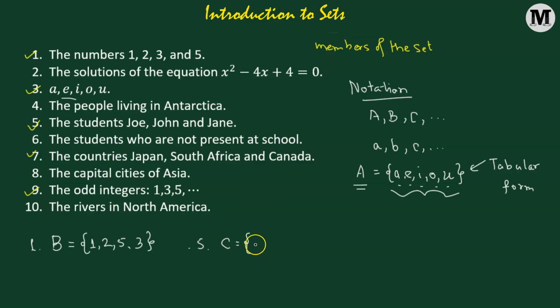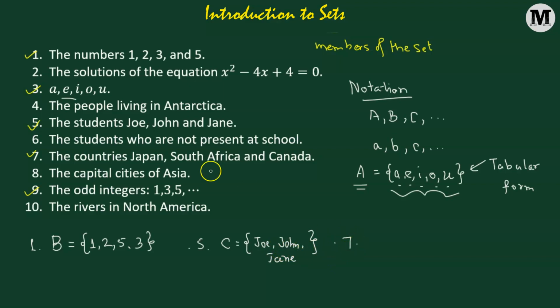So we have, this will be equals to the braces, and within the braces we're going to list the names Joe, John and Jane. The members or the elements of the set are going to be separated by commas.